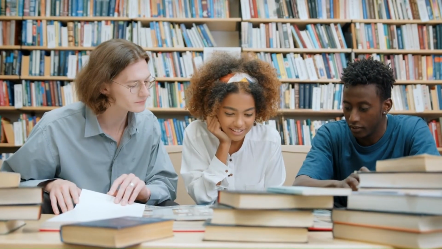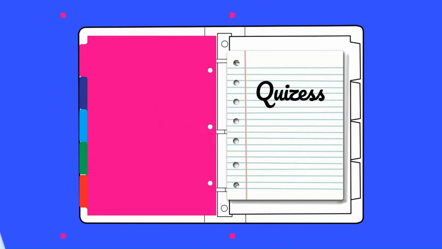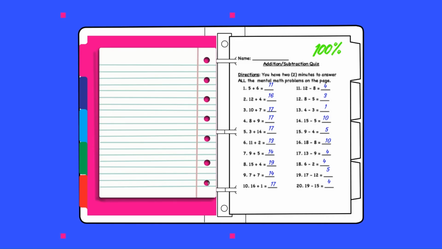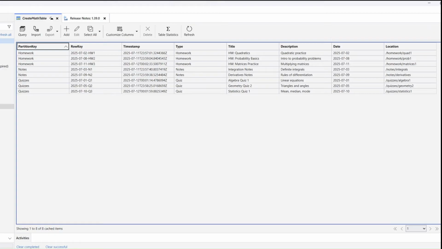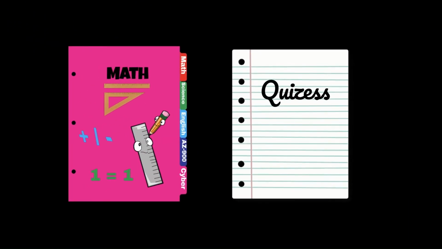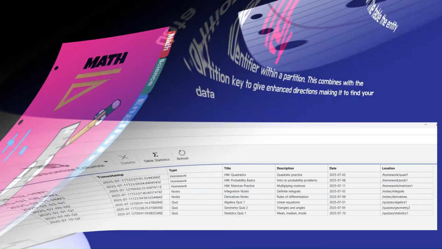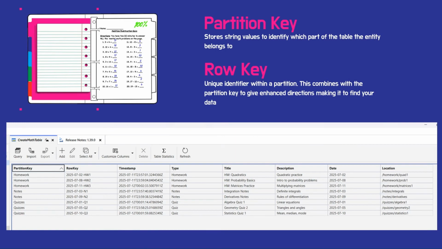So how it works together. If you need to study for a test, you may want to review the chapter quizzes. But first you flip to the math section, which is the partition key, then you look for the page labeled quizzes. This combination helps you find exactly what you need quickly. In Azure Tables, the partition key groups similar data together, like all the math work, and the row key makes each item unique within that group, like each math page. The partition key is the binder section such as math, and the row key is the unique page in that section. It could be the quizzes or your algebra homework or anything like that. And when you put them together, you can easily find the data you're looking for.